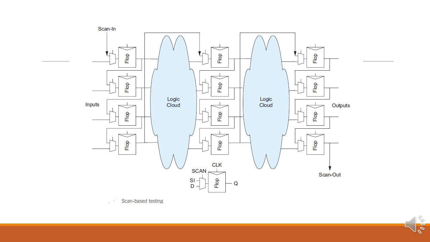By seeing this figure, this is the architecture of scan-based testing. So here, this is the scan register, a D flip-flop preceded by a multiplexer. Everything is connected in a serial fashion. That is, the first flip-flop output is connected as input to the next. Then the second one's output is connected as input to the next. Like that, it is connected in a serial fashion. Then finally, you will be getting the scan out.